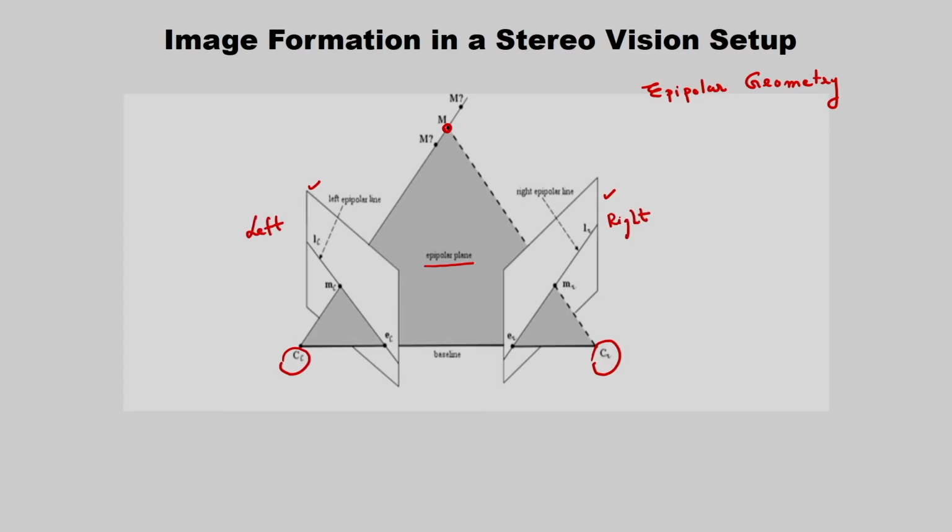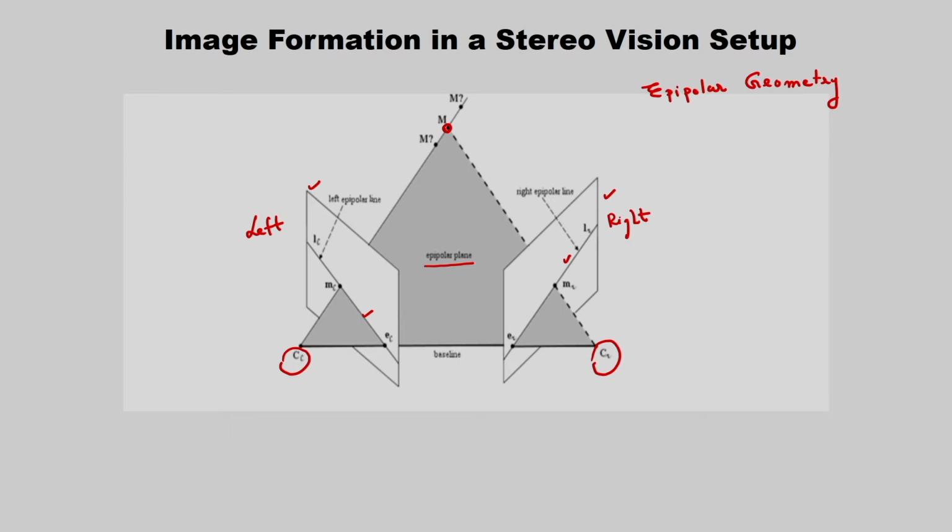So now I want to define the epipolar lines. I have two epipolar lines. One is the left epipolar line, and one is the right epipolar line. Epipolar lines means the intersection of the image plane with the epipolar plane. That is the definition of the epipolar lines.